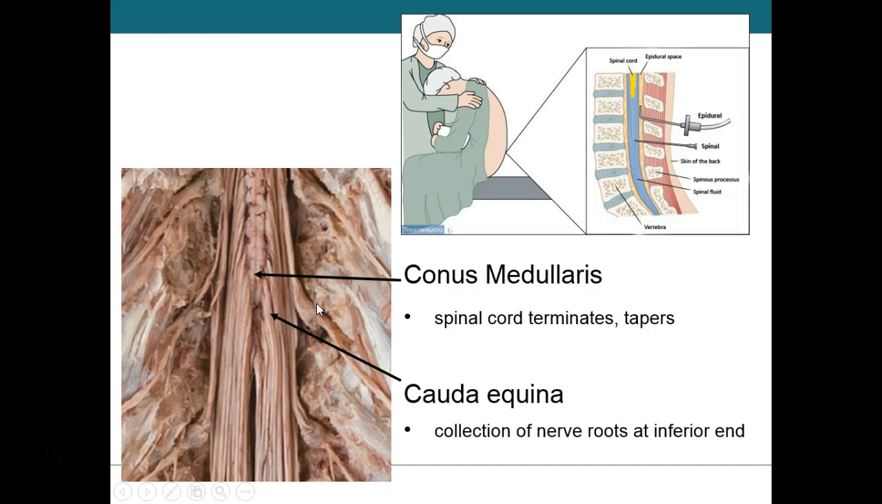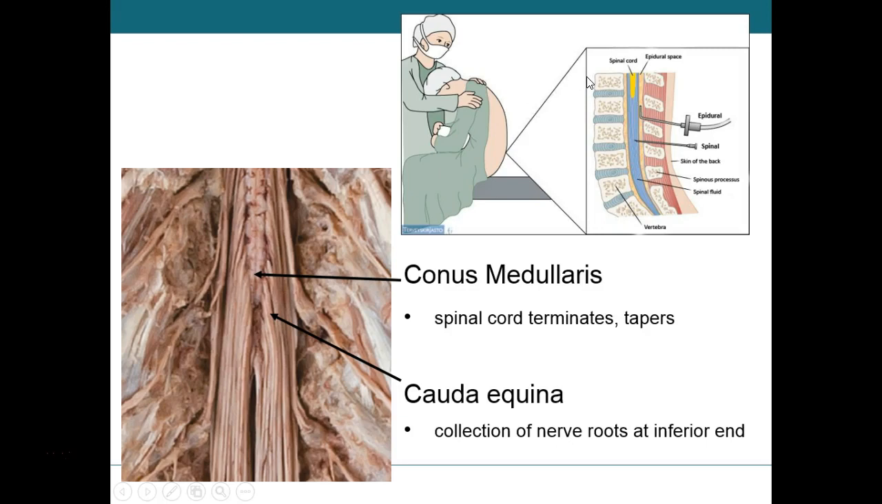the conus medullaris. Now also below all of this, you have a structure that you'll see in lab called the filum terminale, which is an extension of the pia mater that extends inferiorly and fuses with the arachnoid mater and the dura mater and anchors the spinal cord to the coccyx.